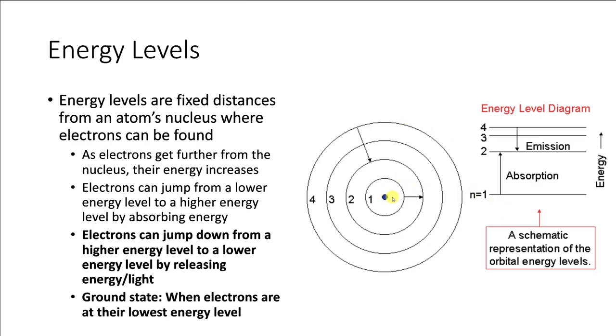You can either choose to visualize it like this, or we have a little diagram here. I'm not sure which one's easier for you to use, but just understand that we can feed electrons energy to make them bounce up higher, and if we don't keep feeding them that energy, they'll eventually go back down to ground state.